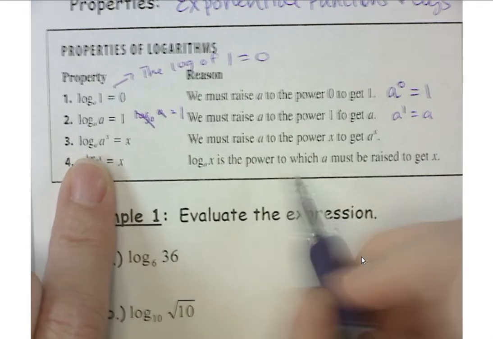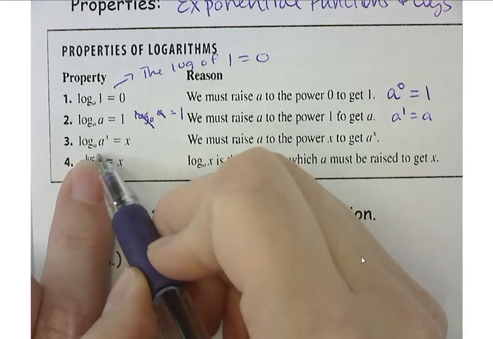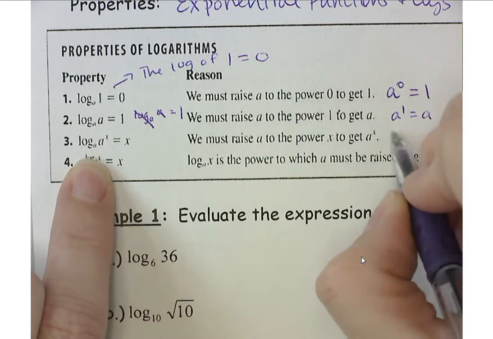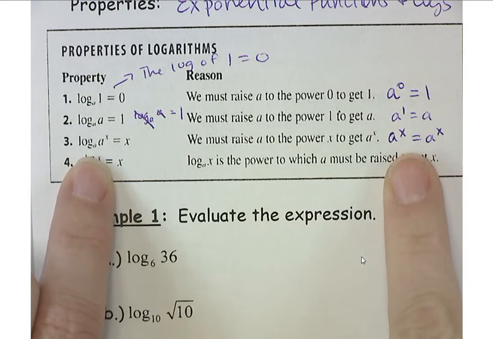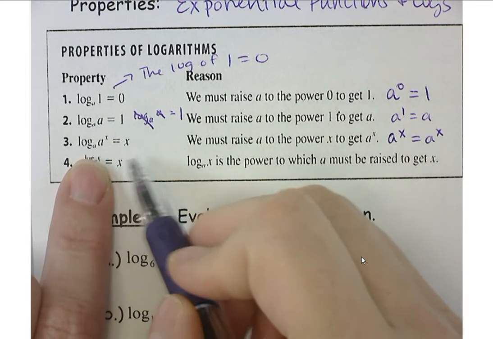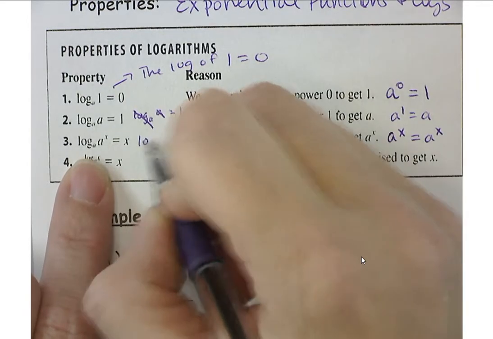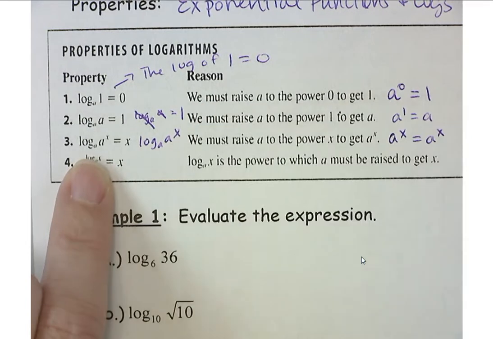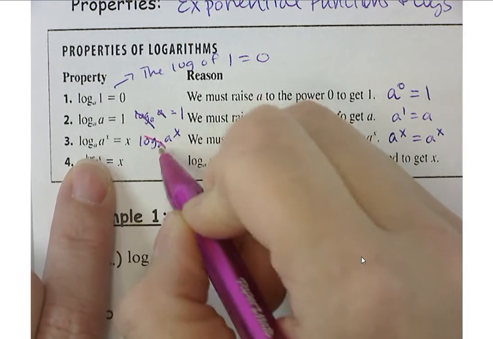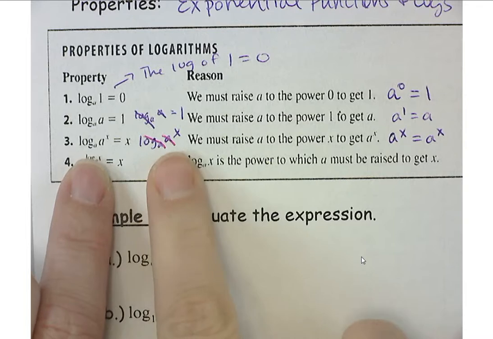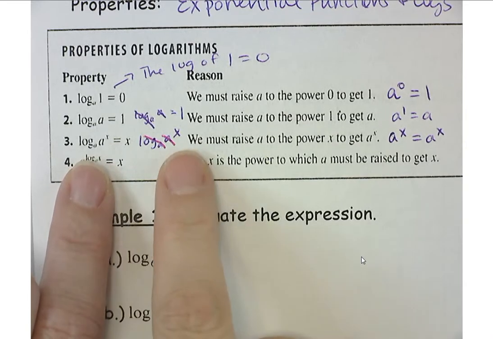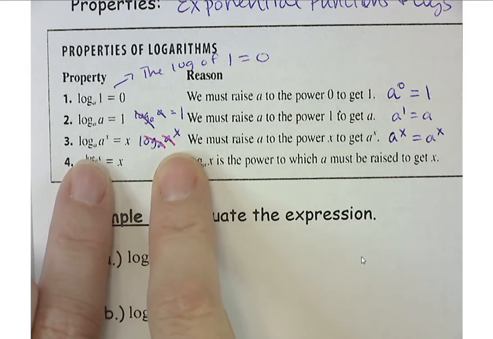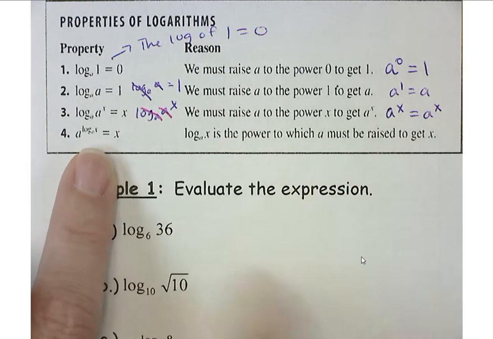With this one, again, if you're writing this in terms of an exponential function, you'd have a to the x equals a to the x. Well, yeah, we can see those are the same. You can also think of it as if you have log base a of a to the x, because the log base and the base are the same, those cancel out, you'd be left with x. Which, I mean, this is something that you definitely did in Algebra 2. We'll review that again today.